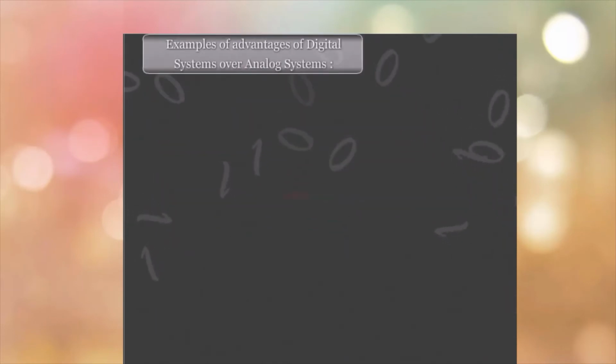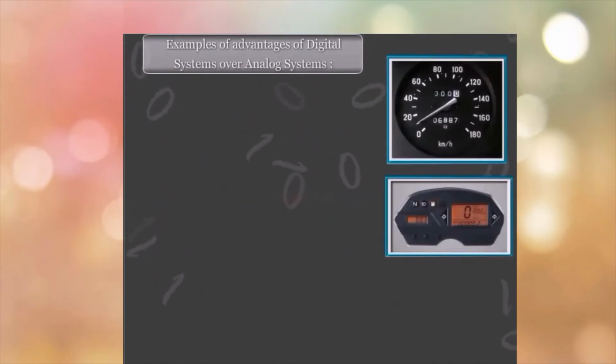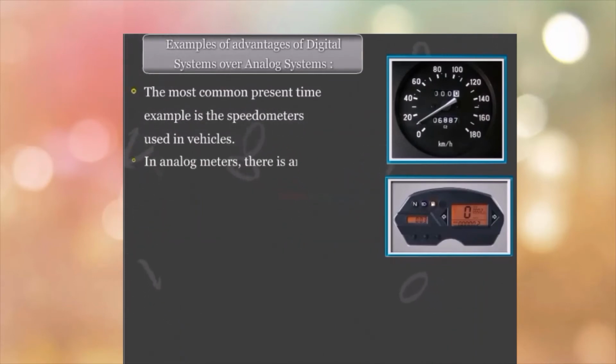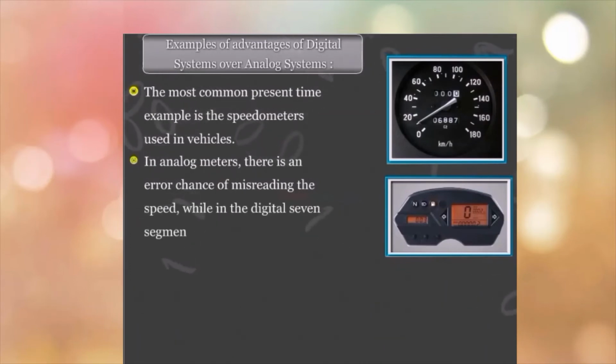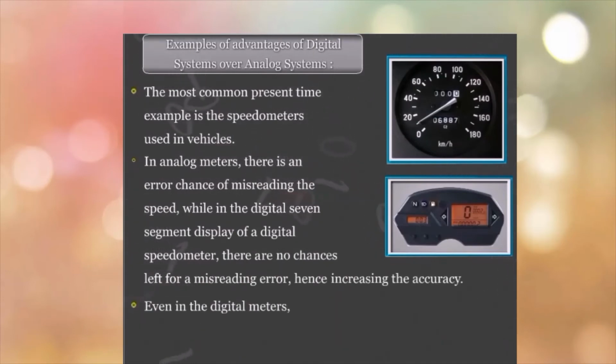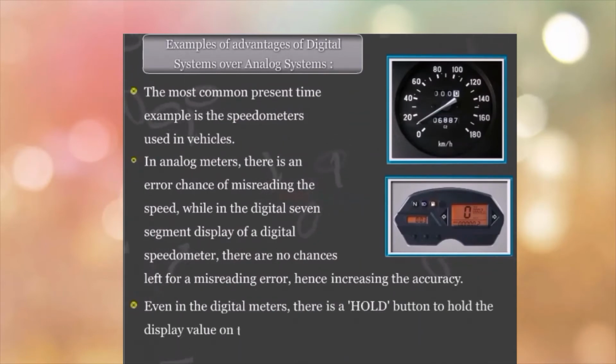Examples of advantages of digital systems over analog systems. The most common present-time example is the speedometers used in vehicles. In analog meters, there is a chance of misreading the speed, while in the digital 7-segment display of a digital speedometer, there is no chance of a misreading error, hence increasing the accuracy. Even in digital meters, there is a hold button to hold the display value on the screen.